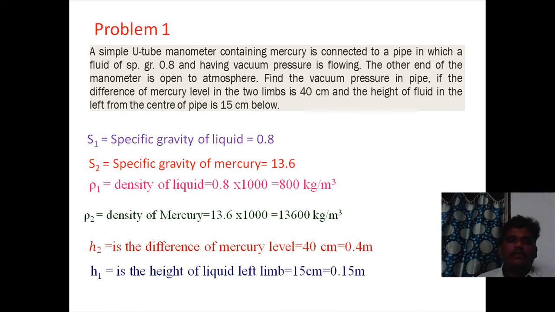Next, h1 is the height of left limb, which is given as 15 centimeter. That is nothing but the height of liquid, which is 15 centimeter, that is 0.15 meter. This problem has been drawn with the help of a diagram also. I represented it with the help of a diagram in order to understand very easily.